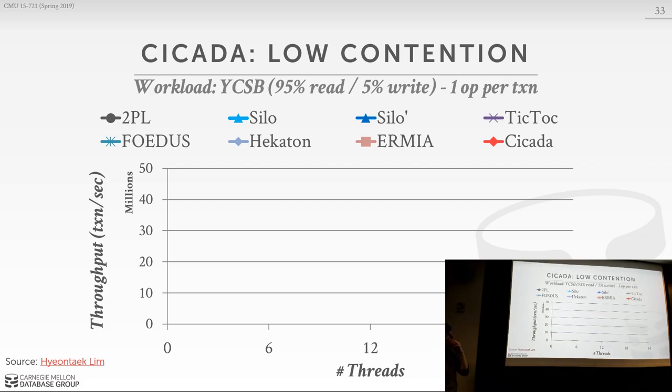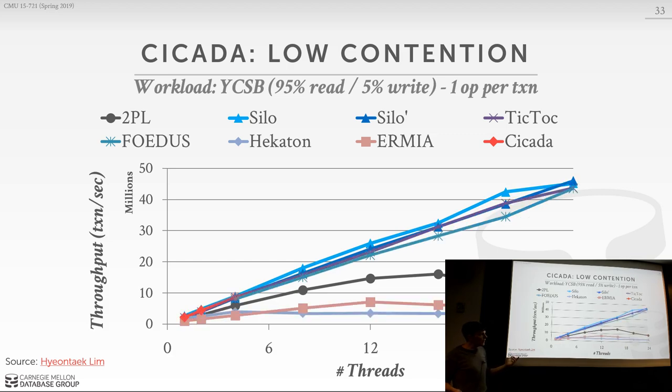For this first workload, we're doing YCSB with almost no contention. Every transaction is going to read or write a single tuple. In this environment, the modern implementations, TicToc, the improved version of Silo, FOEDUS, and Cicada, all scale really well. These other ones flatline over here. I forget why. This is Hekaton, that's sort of crapping out. ERMIA is crapping out here. And then 2PL is looking a lot like what we saw before when we talked about lock thrashing. So that's what's going on there. This is not that interesting, right? This is low contention, the best case scenario for all these protocols.